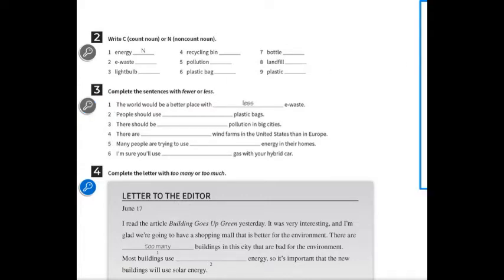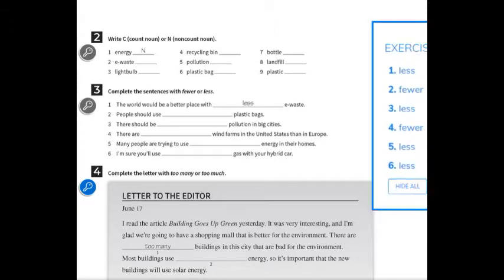So let's check out. Okay, so number 1 says the world would be a better place with less e-waste. People should use fewer plastic bags. Actually, plastic bags. So we have the bags. Remember that the countables we can express in plural form. There should be less pollution in big cities. There are fewer wind farms in the United States than in Europe. Many people are trying to use less energy in their homes. I'm sure you'll use less gas with your hybrid car.